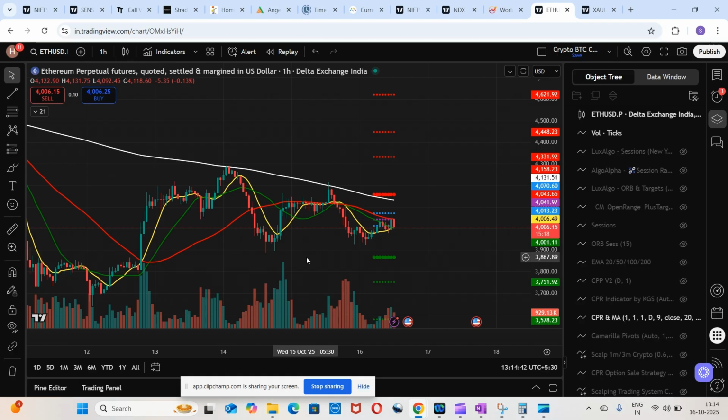And it's working on pretty much all the asset classes: Ethereum perpetual futures, Ethereum USDT, Bitcoin perpetual futures, as well as on Delta India Exchange and Bitcoin USDT. So that's the strategy, guys.